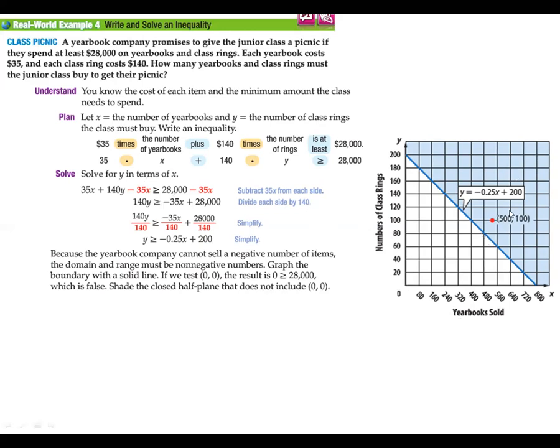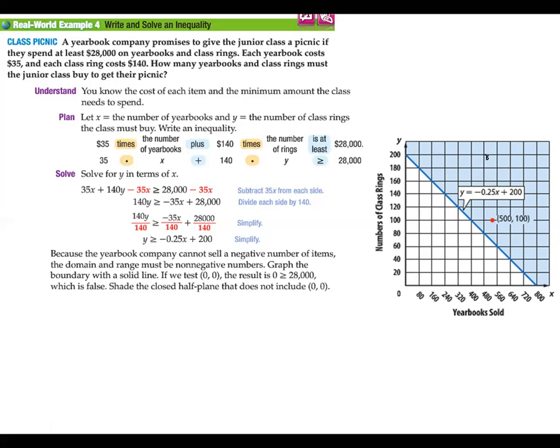Now, if I pick any point in here, for example, let's just do 500, 100. That means 500 yearbooks and 100 class rings were sold. If I did 500 yearbooks, I would do 35 times 500 plus 140 times 100, and that would be greater than $28,000. If I picked any point up here and substituted those coordinates into the inequality, it would work, and the coordinates of that point would represent the number of yearbooks and number of rings.